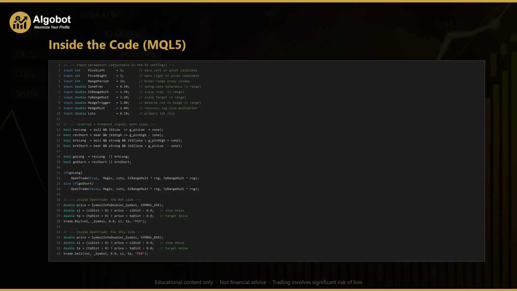Below the inputs, you can see the signal block, and notice it covers both sides symmetrically. Rev long is true when a bullish engulfing forms, and the signal bar's low reaches into the swing low plus the zone.